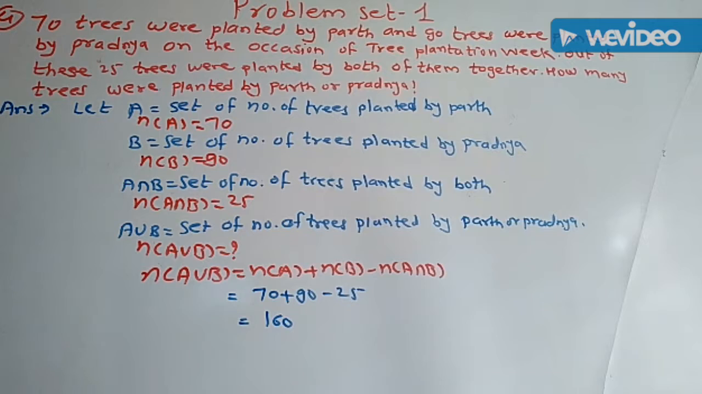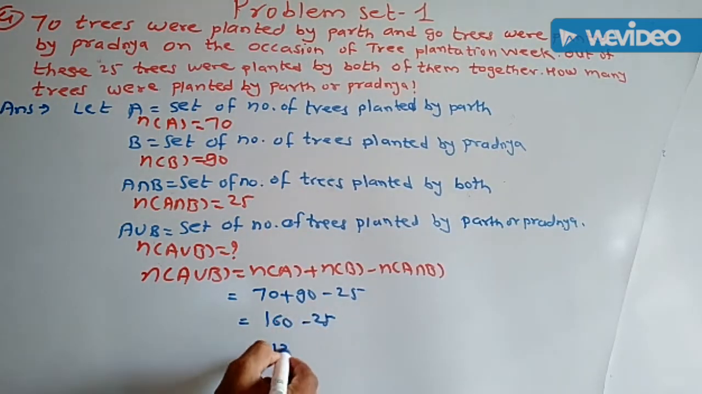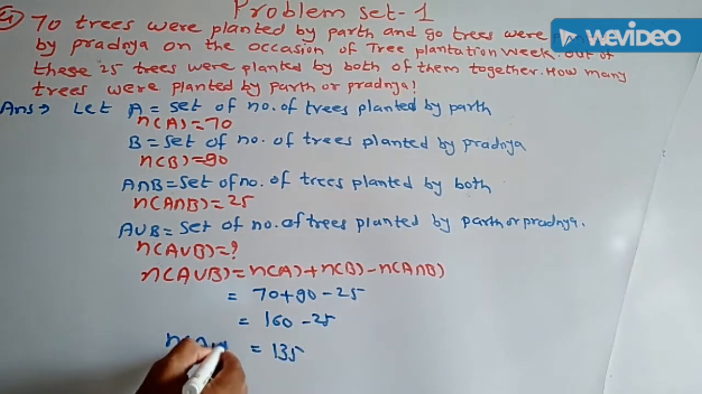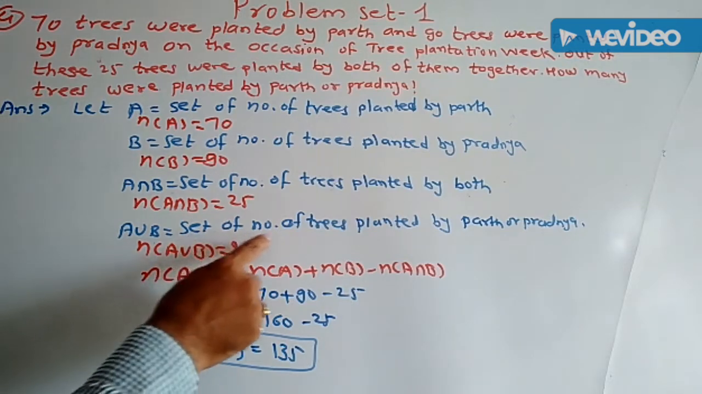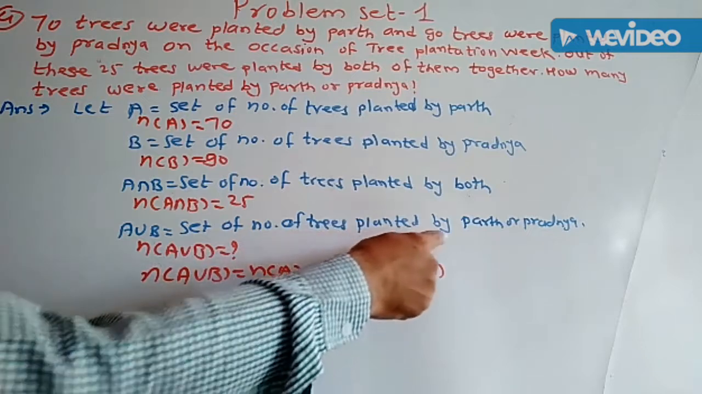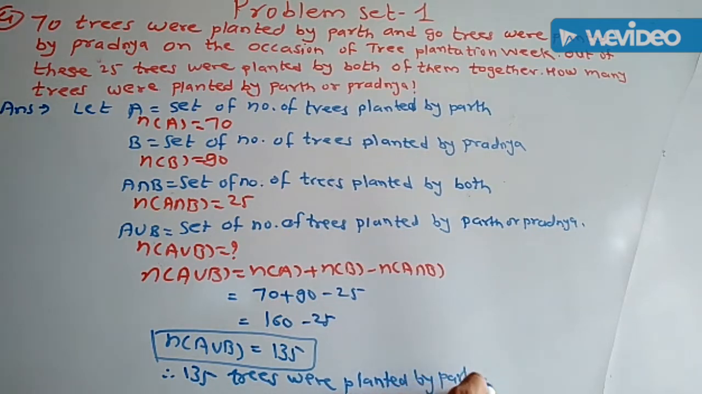Addition of 70 plus 90 is 160. 160 minus 25 is 135. That means number of A union B is 135. We find 135. That is, 135 trees were planted by Parth or Pradnya, and therefore here we write 135 trees were planted by Parth or Pradnya, which we had to find.